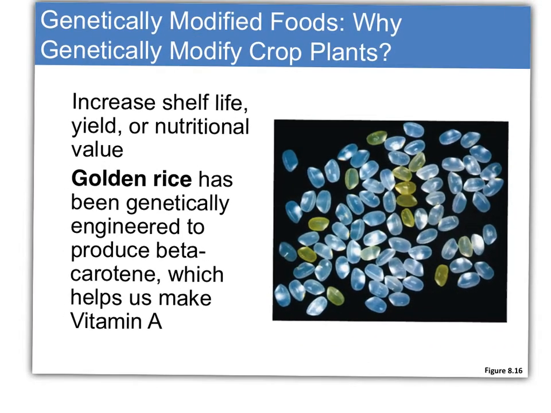Here we have rice, and it's been genetically modified. It's called golden rice. There's been a gene put in there that produces beta-carotene, which helps us make vitamin A. There are a lot of populations in the world that have vitamin A deficiency, and so we're now producing golden rice, and it's actually helping those populations, reversing the vitamin A deficiency.